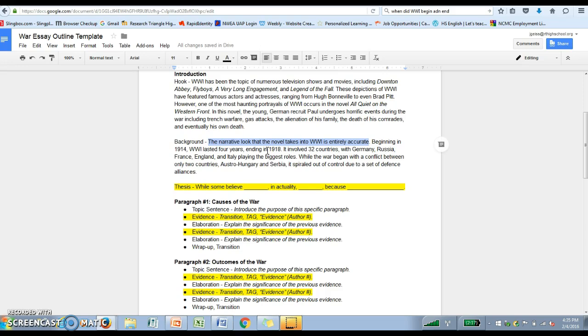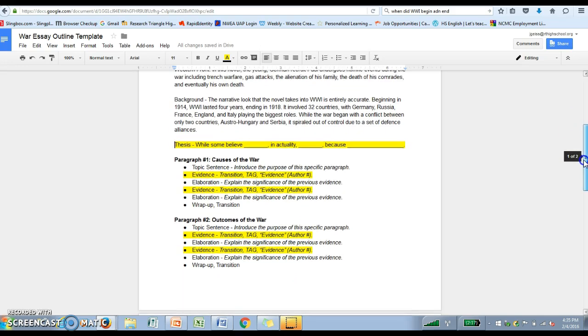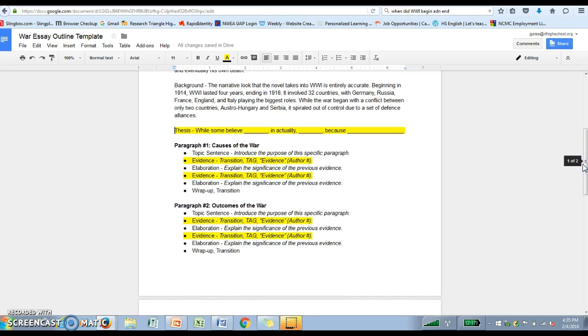Again, notice my background is not one sentence. One sentence is not enough. It is several sentences because that's how long it took me to convey all the information that I needed to. So next, let's go to the thesis. With your thesis, you should have already written it in your outline. However, I'm going to go over the thesis anyway, just in case that you need some help with it.